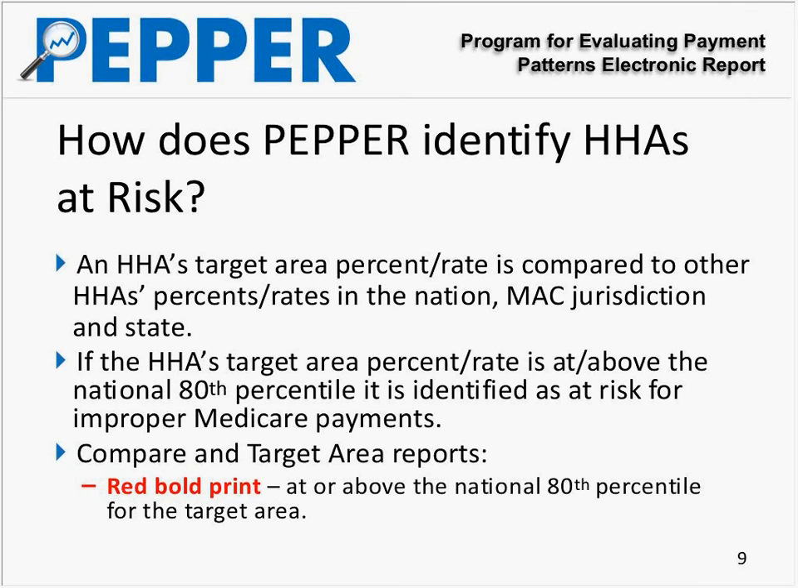And you'll know if you are an outlier for a target area by reviewing your compare and target area report. You will see your target area percent printed in red, bold print if it's at or above the national 80th percentile.